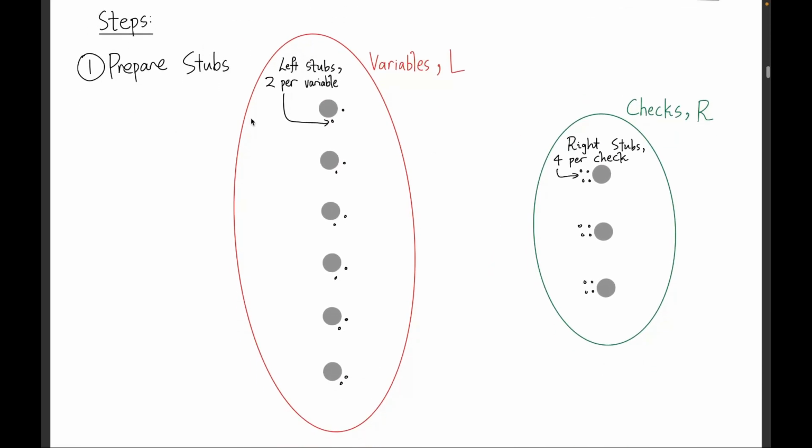So first, we're going to prepare some stubs. So we don't consider the edges first. Let's just have some variables L on the left side and checks R on the right side. And then we're going to prepare these little black dots, 2 per variable and 4 per check. So twice as many on the right side compared to the left side, because we have half as many vertices.